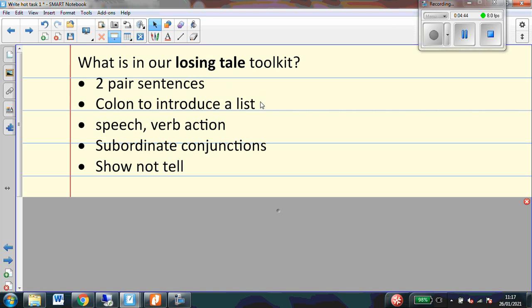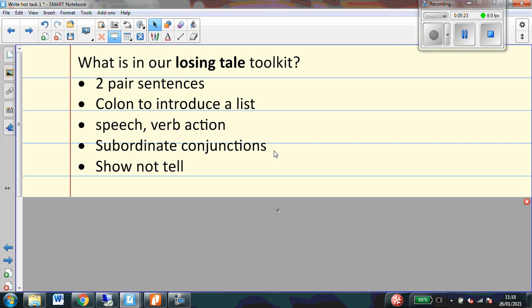We used a colon to introduce a list, so I will be very impressed to see any of those within our stories as well. We had speech, verb, action. So that was where we had our speech, but after it we said what the character was doing. "George," Mum shouted as she put her bag over her shoulder. Or perhaps, "Grandma, I'm just getting your medicine," George announced, pouring his concoction into a glass bottle.